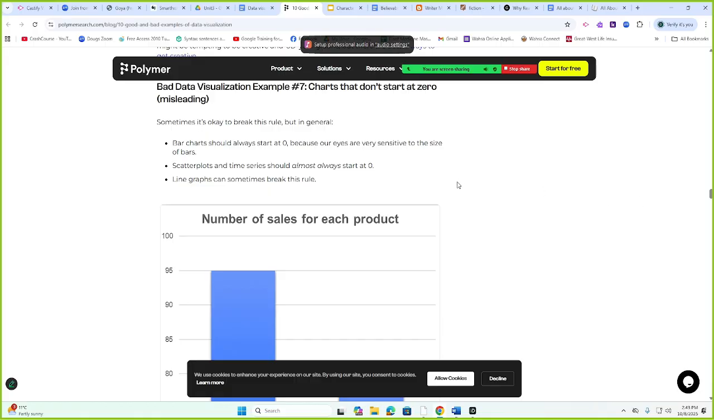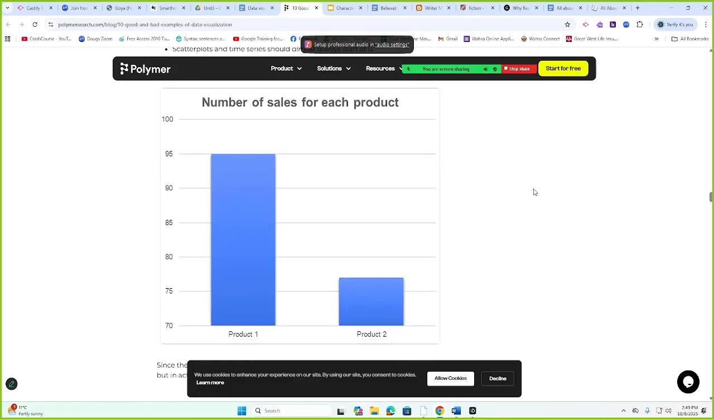So let's take a look at this one. This is number of sales for each product. Now look at this. We have product number 1, and it goes up to 95. So 95 of these were sold. And in the second example, product number 2, probably around 76 of these items were sold. Now notice that the number of sales starts at 70 right here.